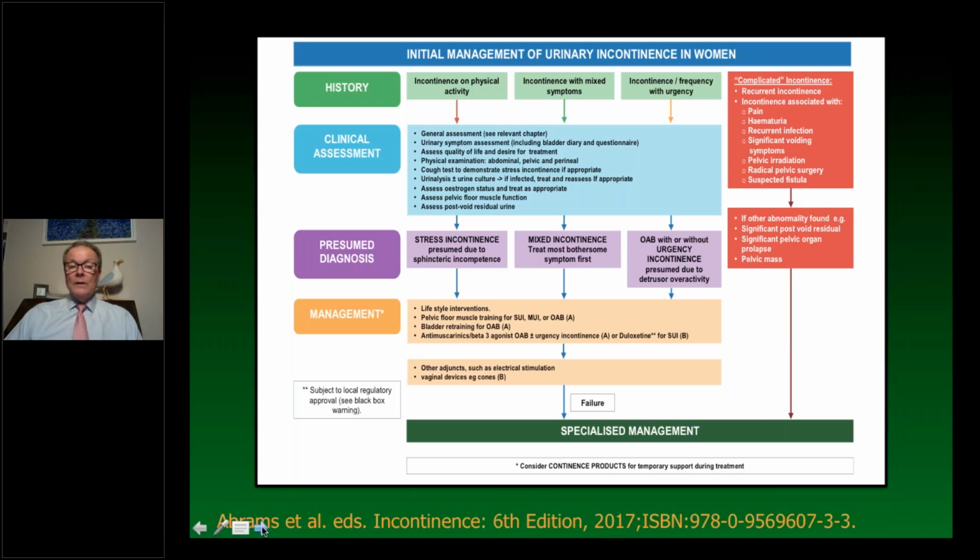Based on that, in purple, we can then make a presumed diagnosis of stress urinary incontinence, mixed incontinence, or perhaps overactive bladder with or without urgency incontinence. And based on this presumed or subjective diagnosis, we can then start initial management. And as you can see there, lifestyle intervention and conservative measures. Over on the right-hand side of this slide, of course, we have the complicated incontinence and the red flag symptoms of pain, hematuria, recurrent infections, perhaps previous surgery, and all of these would necessitate immediate referral into secondary care.